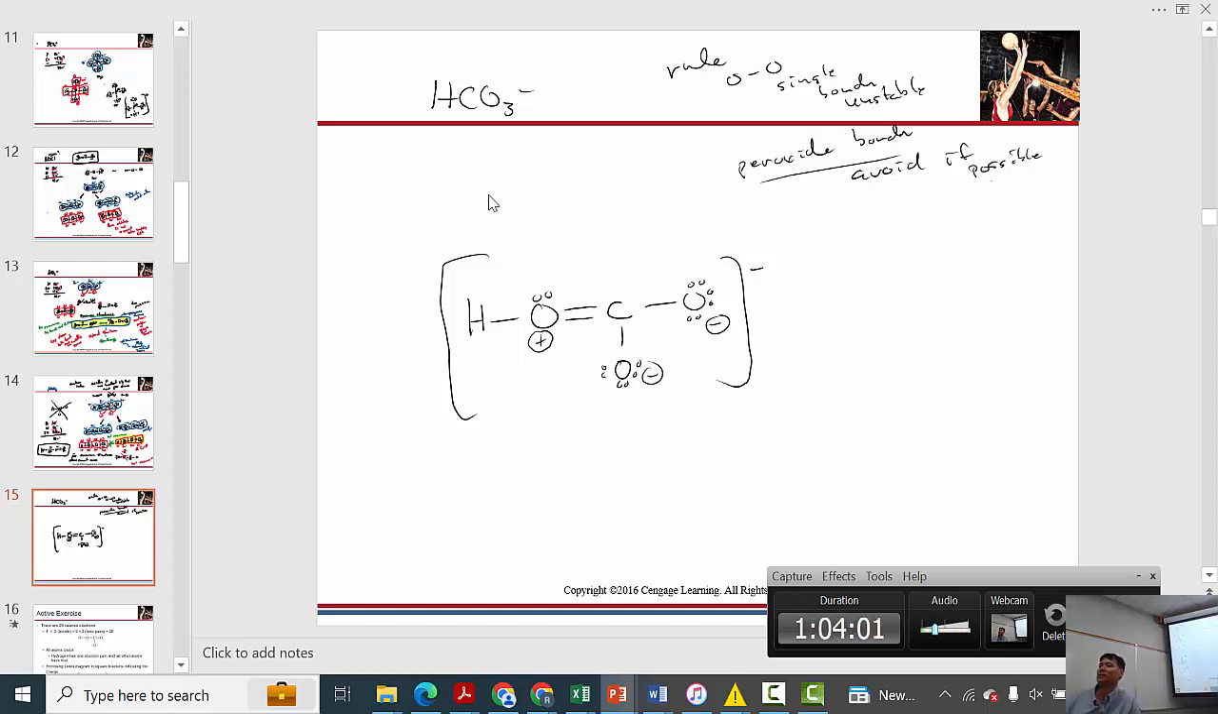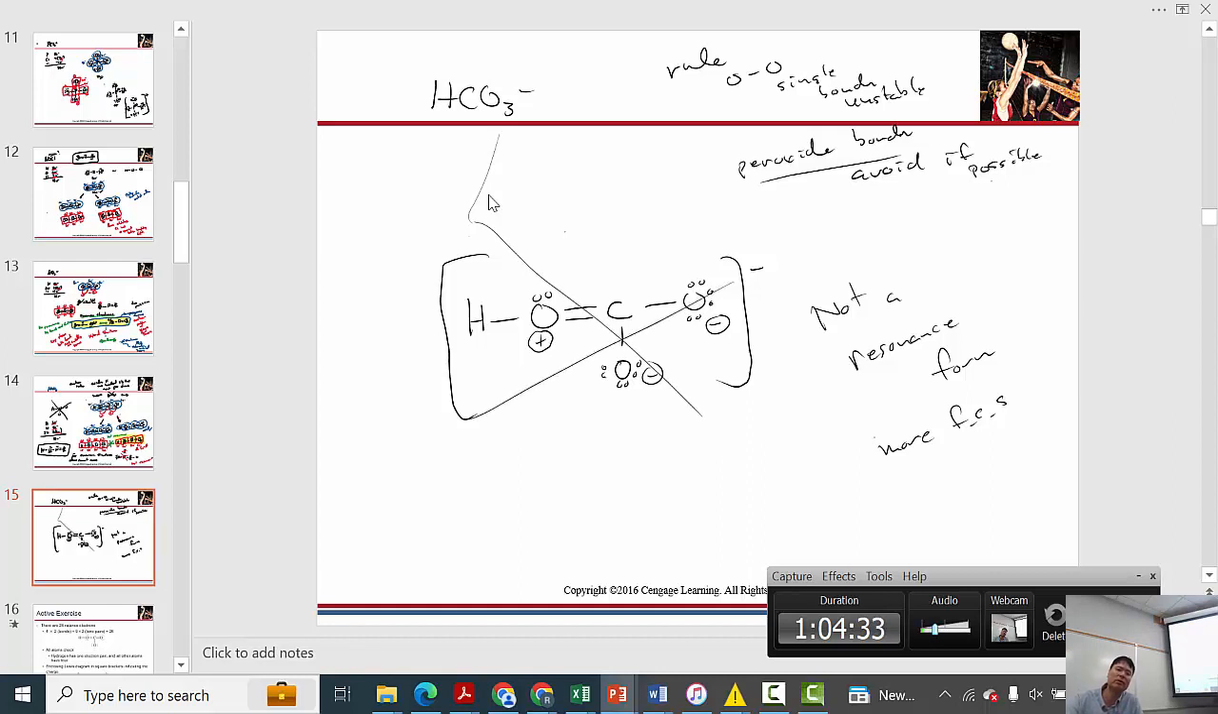When we just have one charge, you can do it for sure, but you don't have to. But this is not going to be nearly as stable as those two. And so we wouldn't really consider this a resonance form. Not a resonance form. The reason is because it has higher formal charges, that is, more formal charges that we could avoid with the other structures. All right, so that's good for that particular one.